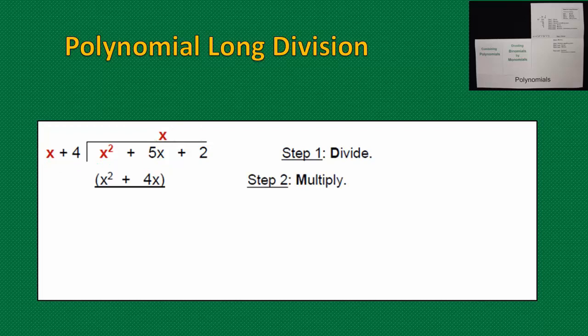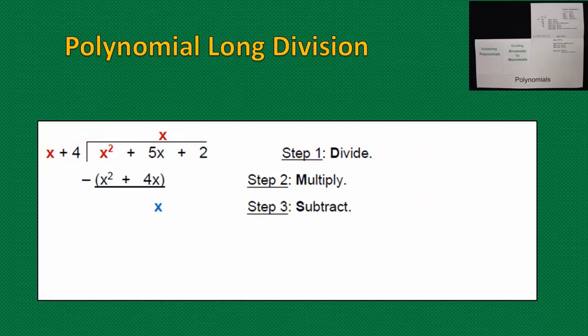Step 2 is to multiply. We'll be multiplying x times x plus 4. To multiply x times x plus 4, we will distribute. X times x is x squared, and x times 4 is 4x. So we'll write the x squared plus 4x over here.